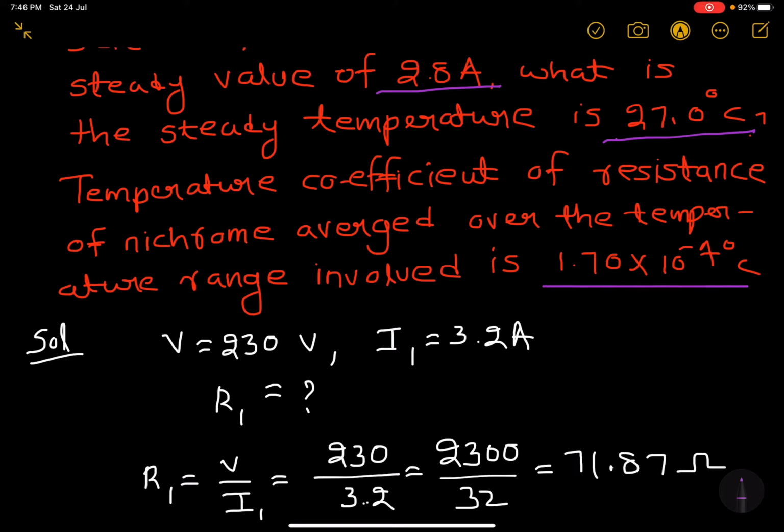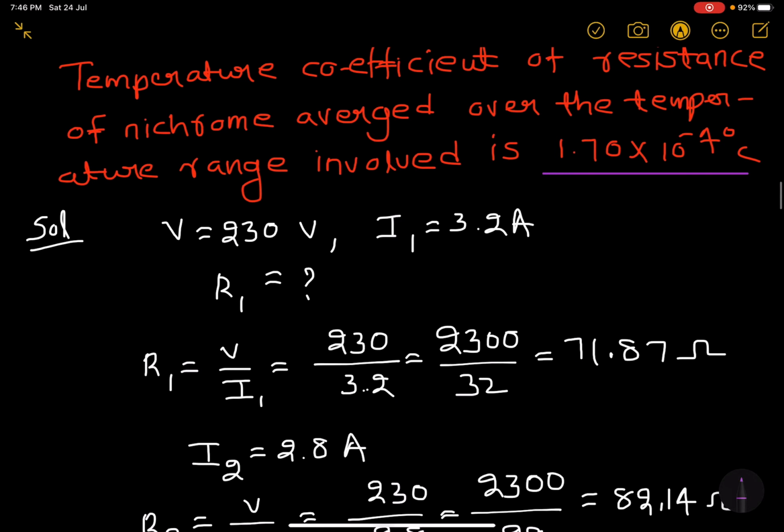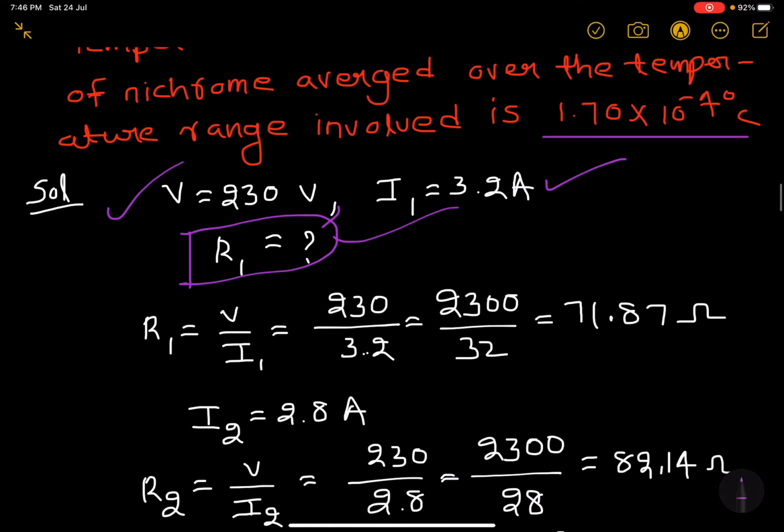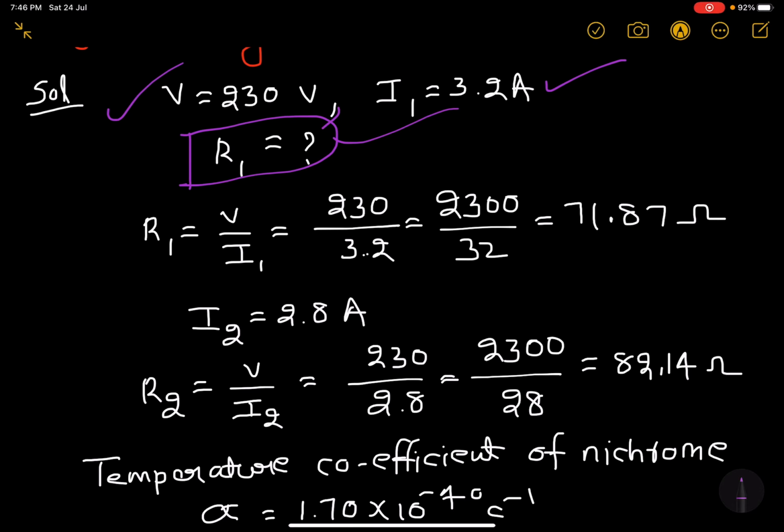1.70 into 10 to the power of minus 4 per degree centigrade. Then from the above data, the voltage is given as 230 volts. Now that is I1. I1 is equal to 3.2 amperes. Then we can find the resistance R1. We already know Ohm's law: V equal to IR, so R equal to V by I. R1 equal to V by I1, 230 by 3.2.